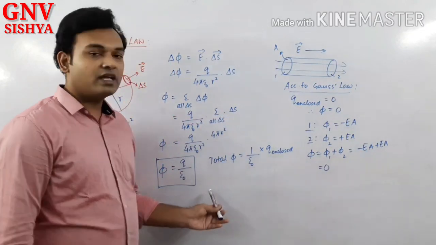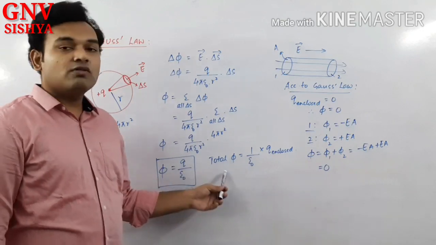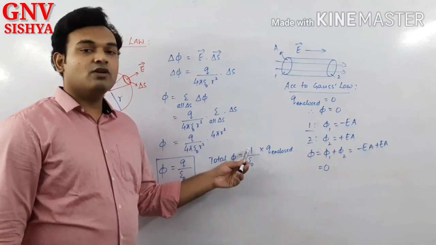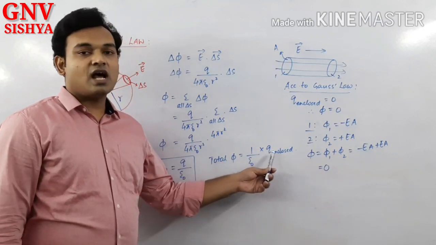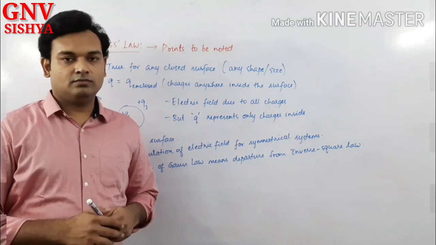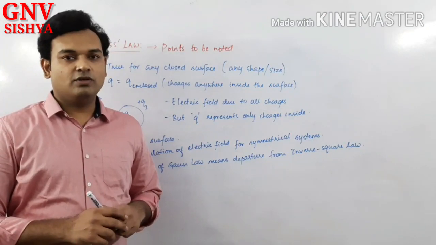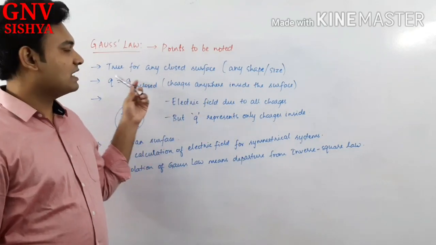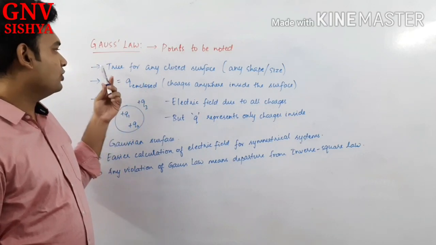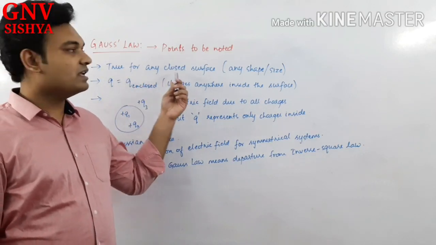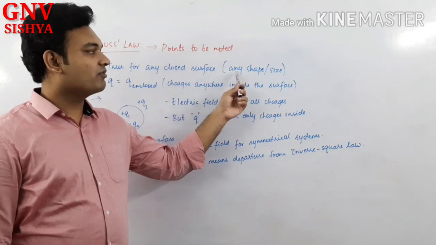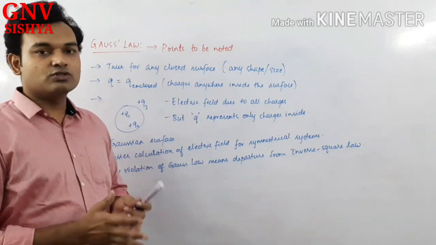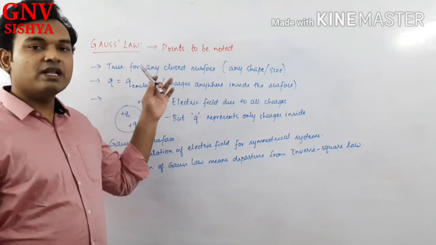Let us see again what is the statement for Gauss law. The total flux coming out of an enclosed surface, a completely enclosed surface, will be equal to 1 by epsilon naught times the charge enclosed by it. There are certain important points we have to note down about Gauss's law. The first point is about the surface that we are taking as the enclosed surface. Gauss law is true for any closed surface, and it can be of any shape or size. Irrespective of shape or size, the surface must be completely closed. That's it. It can apply for any closed surface.